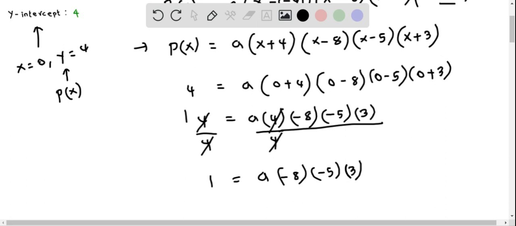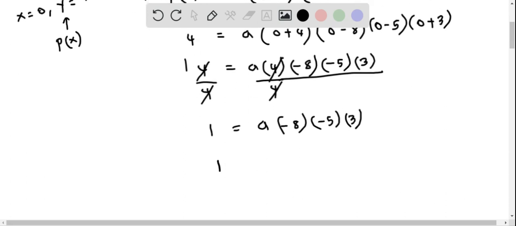And so this gives, we have 1 on the left side. This equals -8 times -5 is +40. 40 times 3 is 120. And then 120 times a is, we can write as 120a. Now divide both sides by 120 to determine the value of a. So therefore we get a equals 1 over 120.